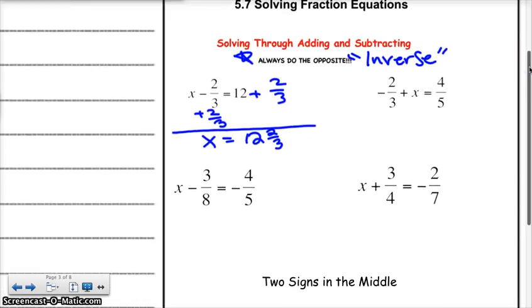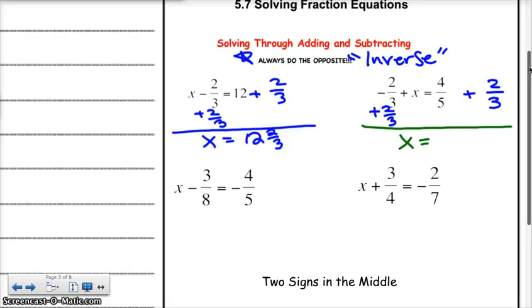Next one, negative 2/3 plus x equals 4/5. So my sign is negative. What's the inverse of negative? Plus. I'm going to plus 2/3. Now we're getting ugly. And it's nothing new. It just takes time. Rational numbers always take forever. So notice negative 2/3 plus 2/3, you're left with x is equal.